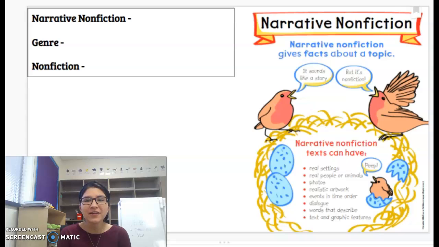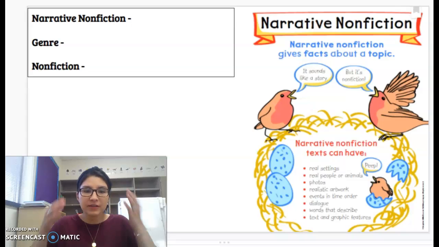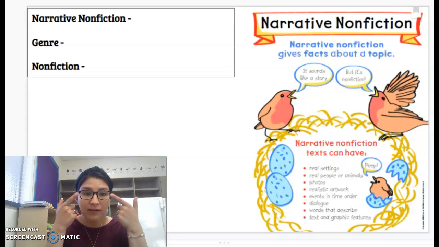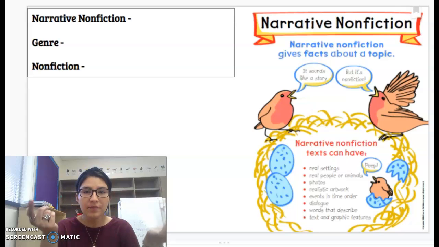Alright, a narrative nonfiction gives facts about a topic, okay? So, facts mean it's true, it's real information. For example, I am wearing glasses. That is a fact, okay?